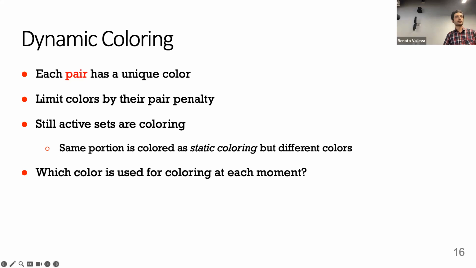Okay? So the problem with the dynamic coloring is that in our process of coloring, we say that active sets are coloring the adjacent edge. In the dynamic coloring, since each pair has a unique color, we don't know which color we should use at each step. I mean, each active set has a lot of pairs inside it. So we want to use our static coloring to achieve a dynamic coloring. And the reason we use the name dynamic is that the color of each edge is changing during the algorithm. It's not consistent.